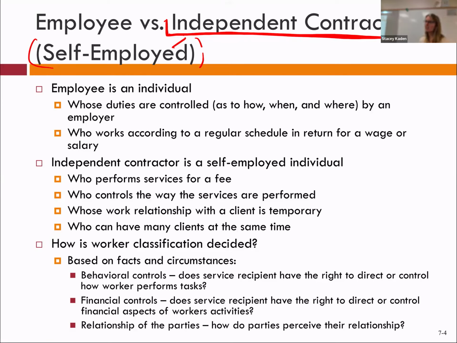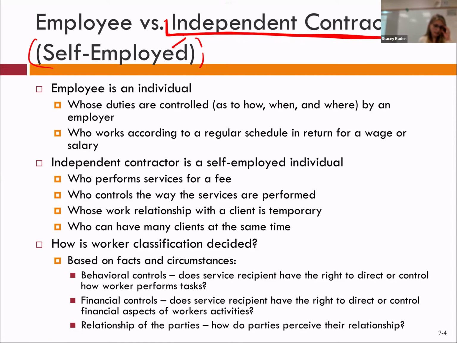An independent contractor can have whatever schedule they want. Dr. Otero wants to teach a class on how to train dogs on Saturdays at 3. That's totally up to her. Independent contractor performs services for a fee, not a salary or a wage. They control the way the services are performed. And oftentimes the relationship with their client is temporary. Not always, but oftentimes it is.